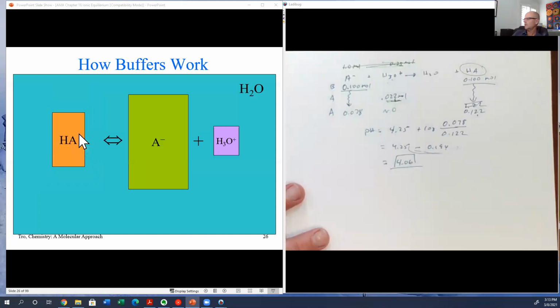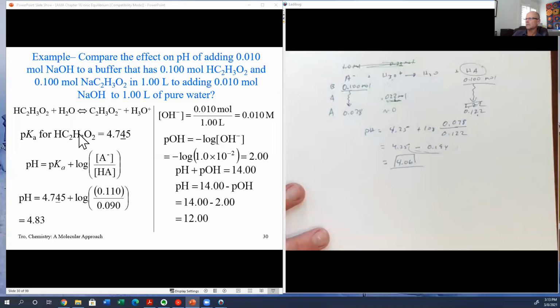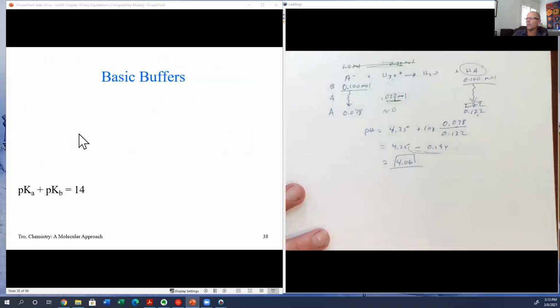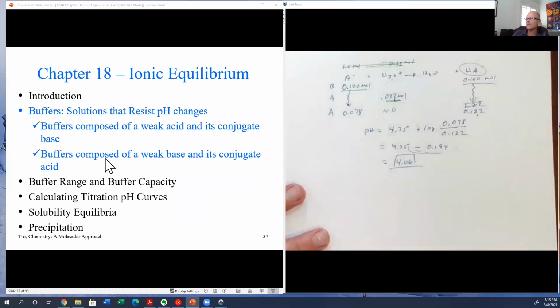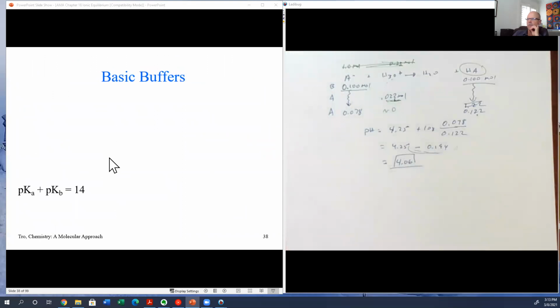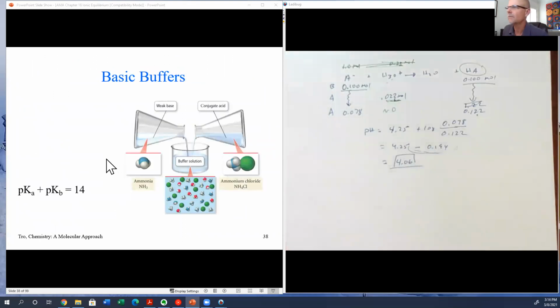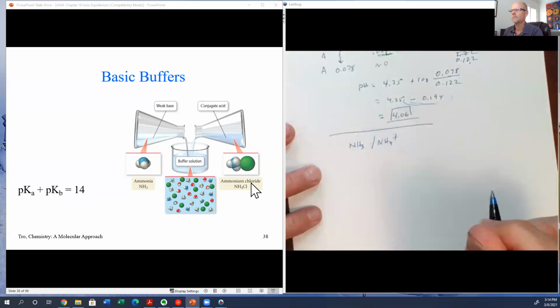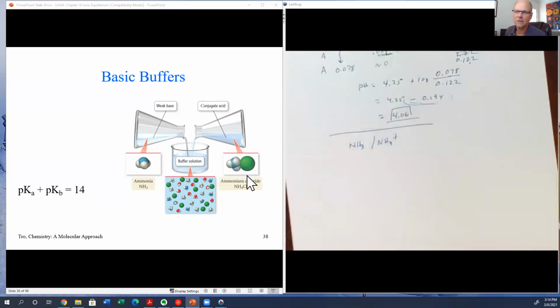Okay, so let's see, where are we? All right, let me just do this last topic and then we'll be done for today. What if I have a buffer that's now composed of a weak base and its conjugate acid? So a buffer composed of a weak base like ammonia and ammonium chloride. So this is a buffer that is NH3, NH4 plus. If I have significant amounts of both, that's also a buffer.